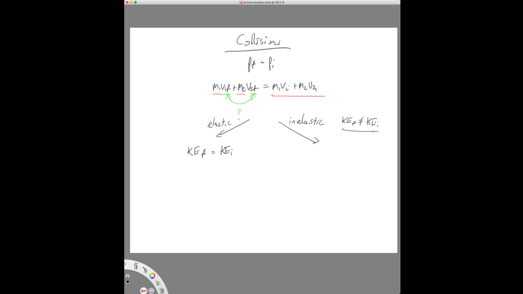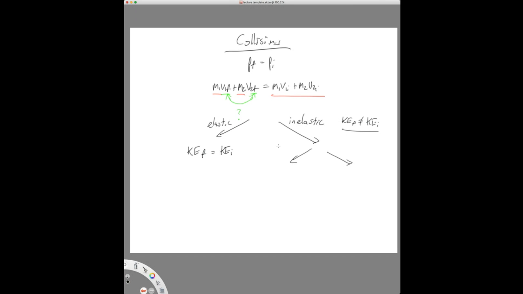Unfortunately, an inequality is not very helpful to us to solve problems. If I have 2 equations with 2 unknowns, and that's what ultimately we'll see we have here, then I can, in principle, solve that. But if I have 1 equation and then an inequality, it doesn't help me to know that they're not equal to each other, because there's infinite possibilities of how they're not equal. So we need to split inelastic collisions into two more subcategories.